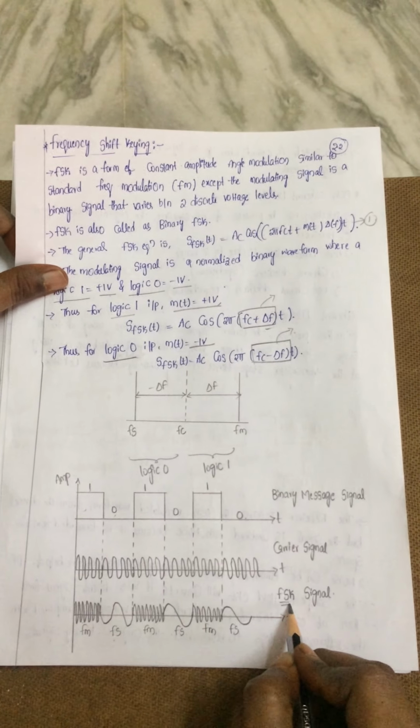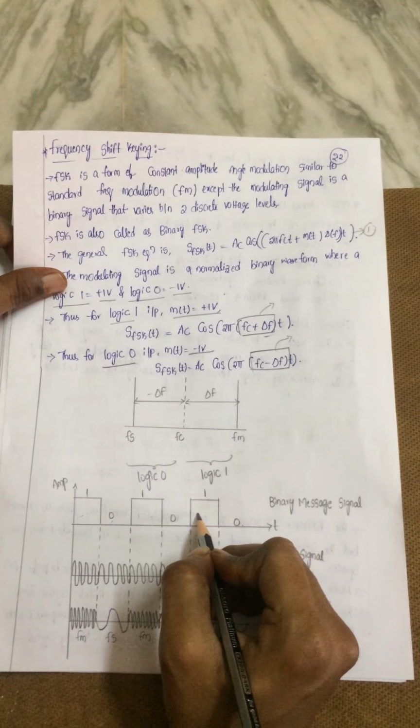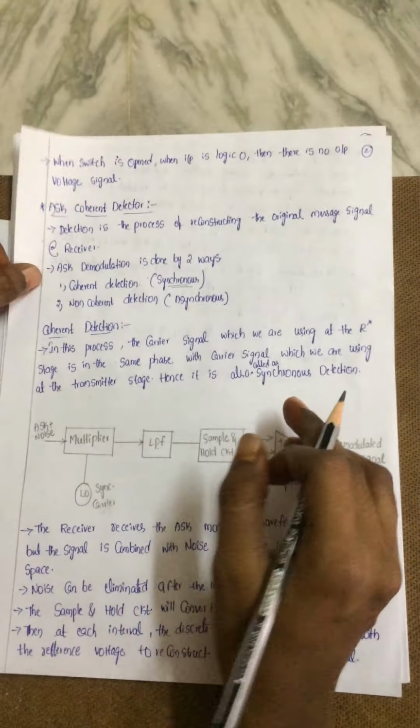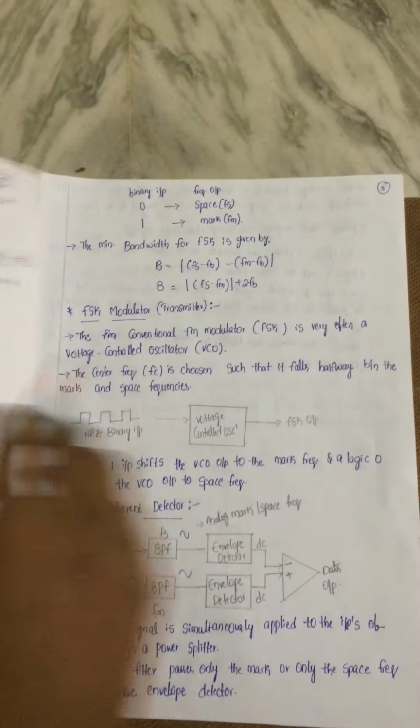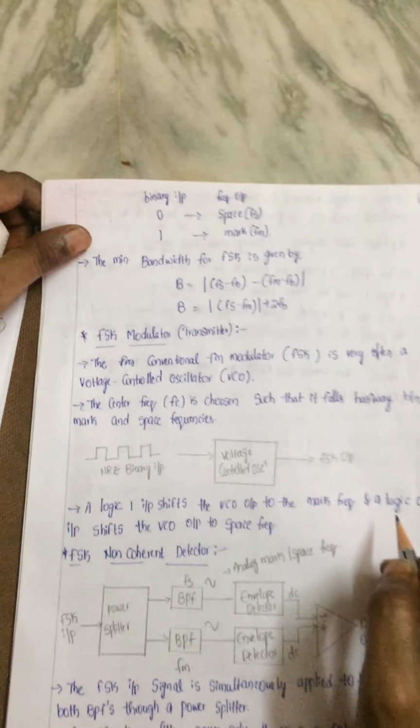Hence we can say frequency is varied. Frequency of carrier signal is varied in accordance with the message signal. That's how we have got FSK output. Similarly, now we'll see how FSK modulator and demodulator is.